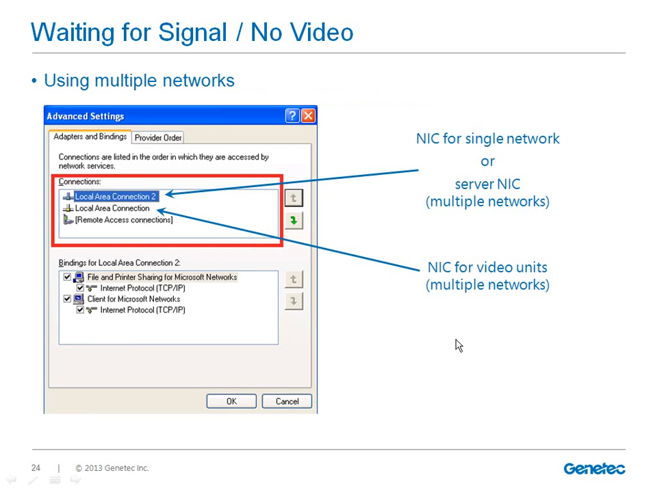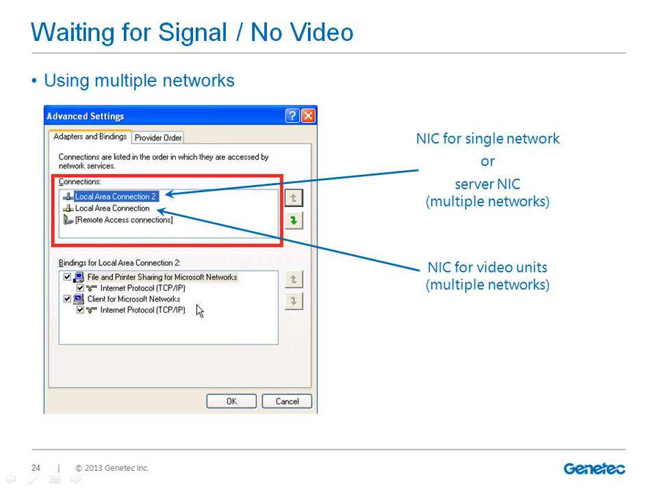If you have the video units on a different network than the servers, there's a few settings that we'll want to check. The first thing to check is the network card configuration in Windows. To get to the network configuration settings quickly, just run ncpa.cpl. From there, go into the Advanced menu, which you may have to hit the Alt key to bring up, and go into the Advanced Settings.